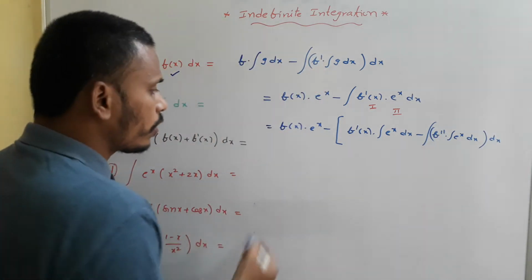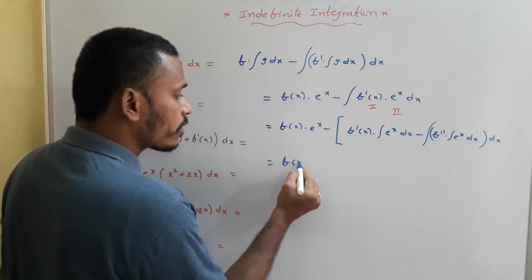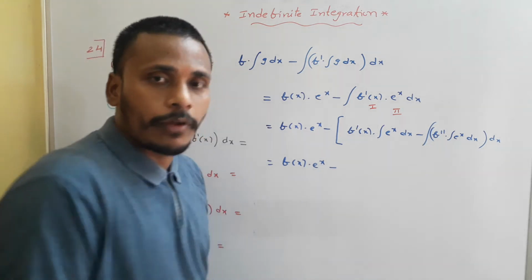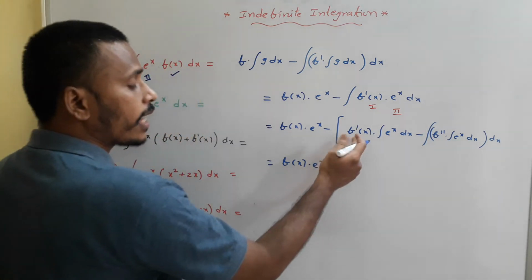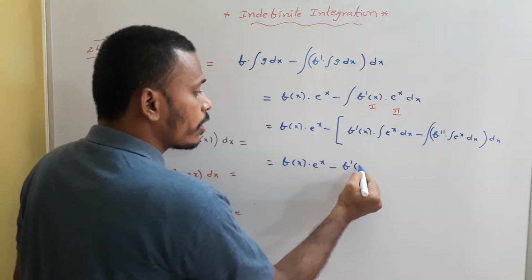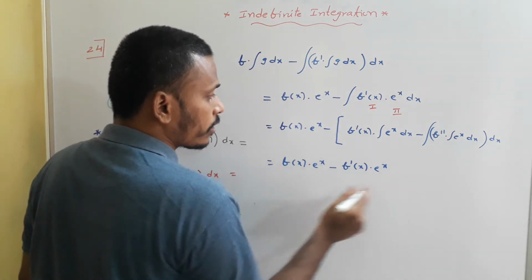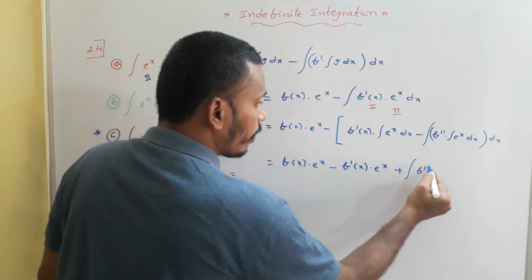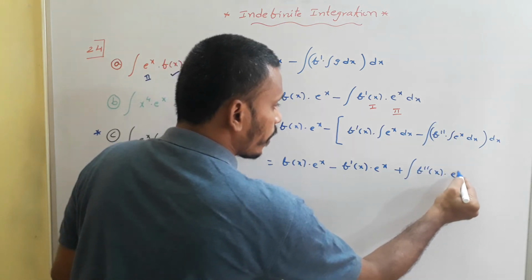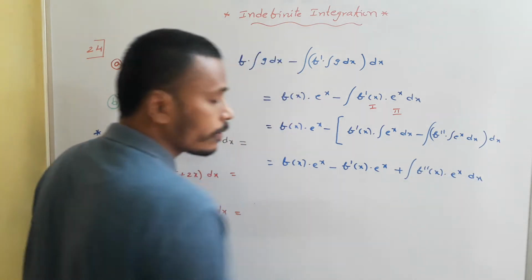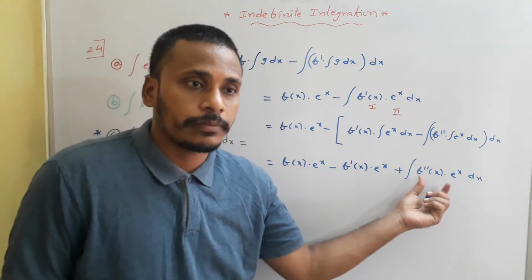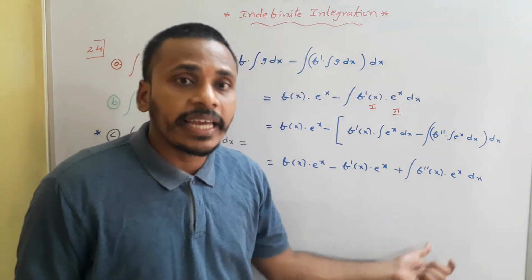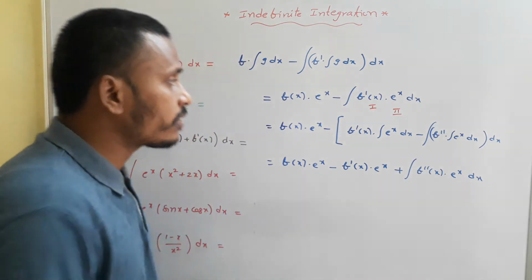Now this equals f(x) e^x minus, again, the integral of e^x is e^x multiplied with f'(x), so f'(x) e^x. Minus of minus is plus, integral of f''(x) e^x dx. Again we have two functions here, so apply integration by parts again, and again we need to apply integration by parts.